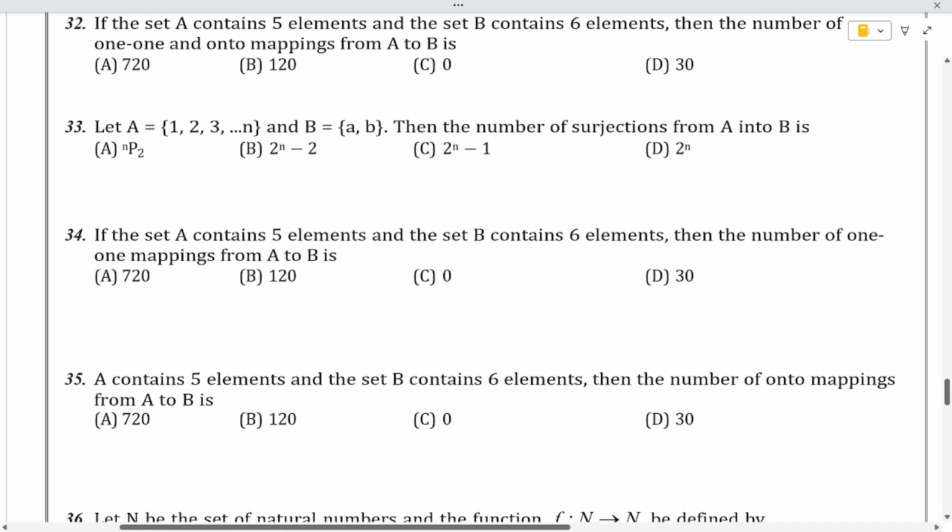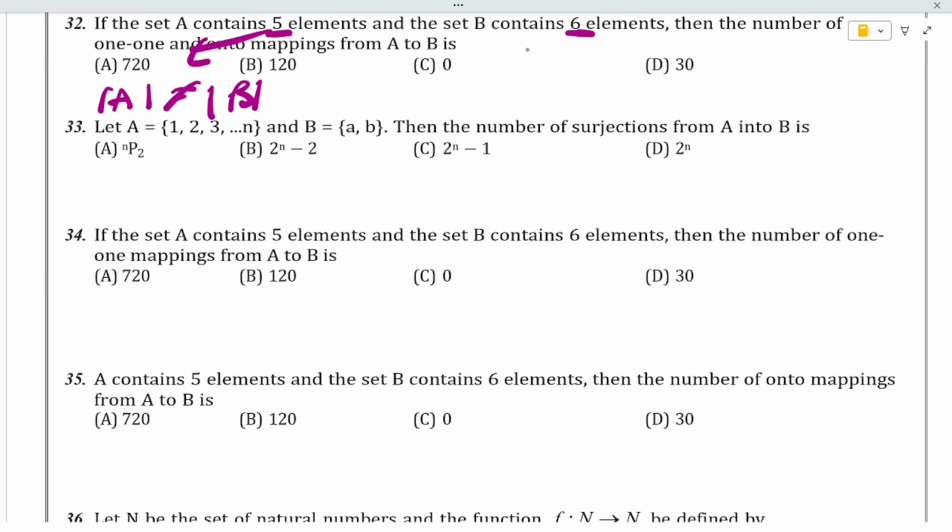Next is 32. If A set contains 5 elements and B has 6 elements, then the number of one-one and onto mapping here. For this formula, it is, see, no bijection, because modulus of a is not equal to modulus of b. If you consider this a and this as b, it is not equal, so you can say the answer is option C.